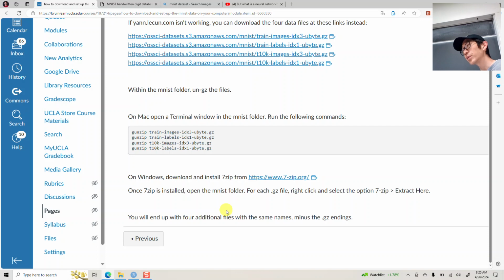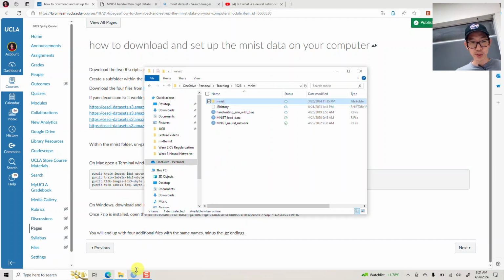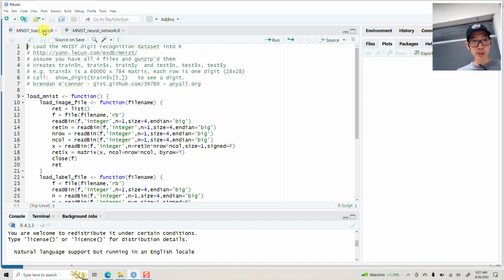If you're on Windows, I would say install the program 7-zip. This is a free program that you can use to unzip different kinds of files, and it's good. It's open source, so you're not going to get a virus or something like that. Then you'll unzip them into your folder here. And then there's a script that we can run to load up this MNIST data.